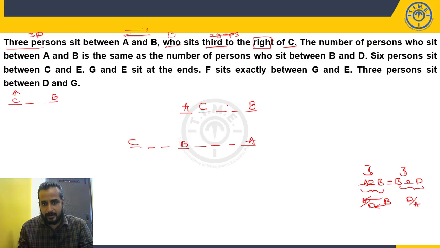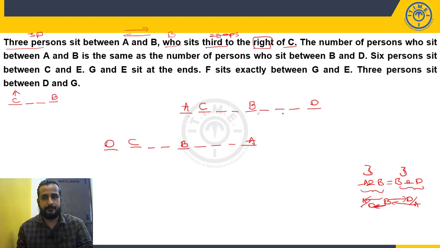Now in this case, A is left of B, so D will be on the right side of B. 3 gaps, and here will be D. In the other case, B is left of A, so D will be left of B. B is already here, so 1, 2, 3 gaps, and D will be here, because B is exactly between D and A. Between B and A 3 gaps, between B and D 3 gaps. So till here it is completely utilized.